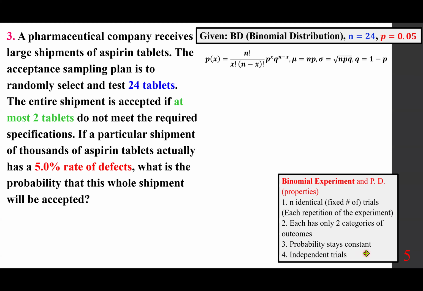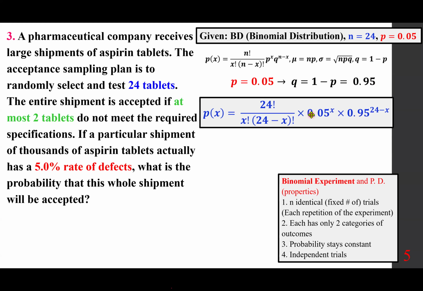So having said that, if P is 0.05, first of all, Q is 1 minus that, making it 0.95. So into this formula, let's put everything that we have. In other words, replace the N with 24, P with 0.05, and Q with 0.95. So that would be the general idea.